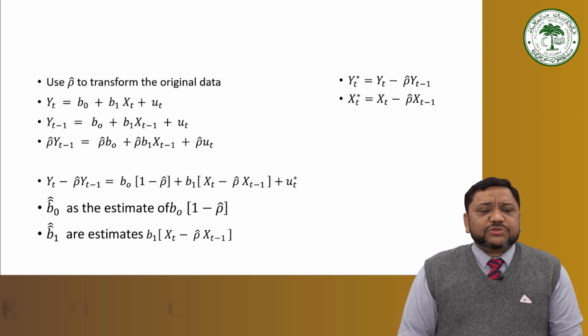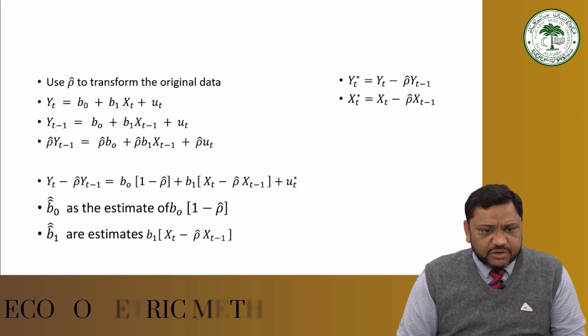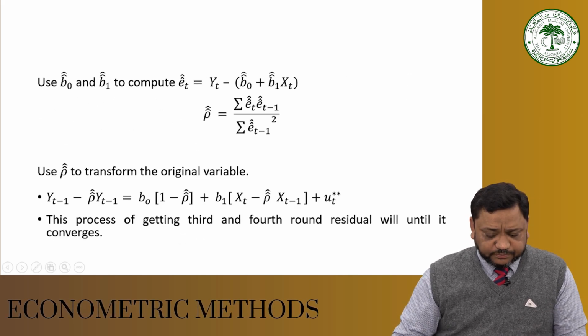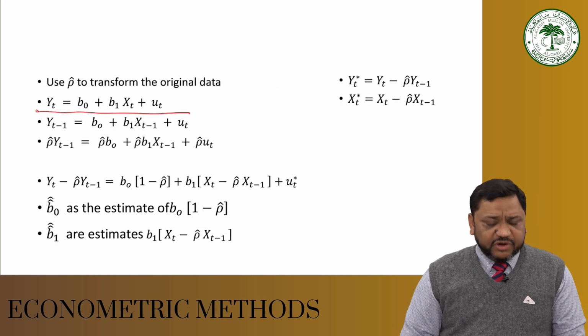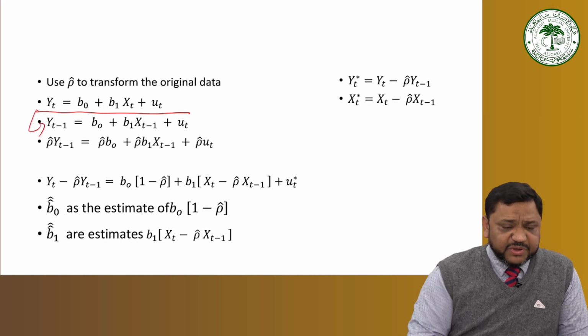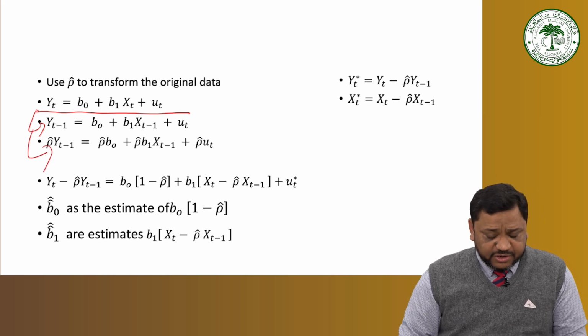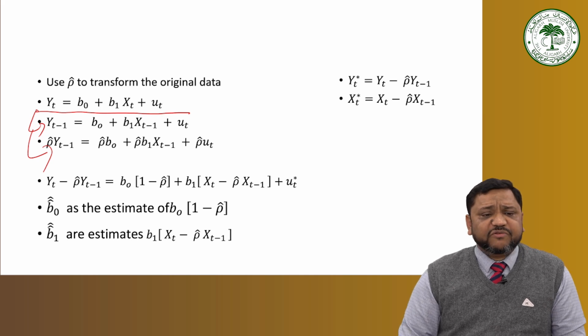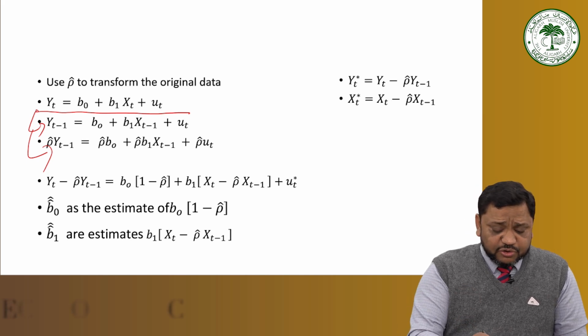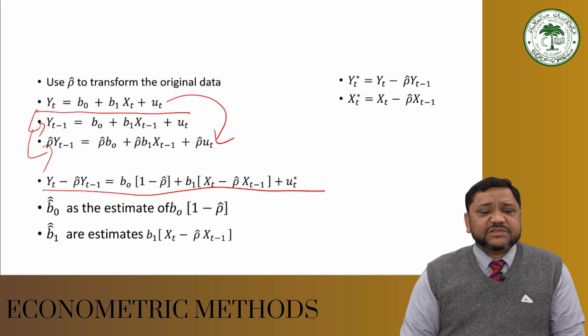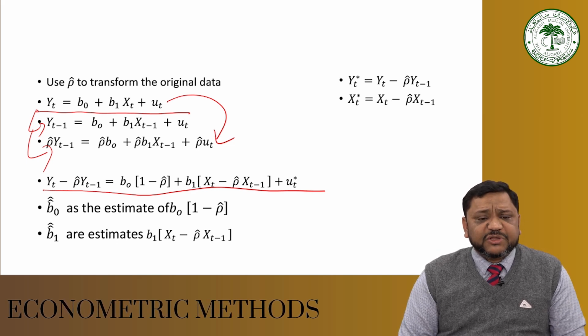Now you use that rho hat which you have got in this equation. This was your original equation, y_t is equal to b naught plus beta 1 x_t plus u_t. Then you take a one-period lag, y_t minus 1 is equal to beta naught plus beta 1 x_t minus 1 plus u_t minus 1. Then you multiply it by rho, so it becomes rho hat y_t minus 1 is equal to rho hat beta naught plus rho hat beta 1 x_t minus 1 plus rho u_t minus 1. Then this equation minus this equation. Upon doing that, it can be written as beta naught times bracket 1 minus rho hat, plus beta 1 bracket x_t minus rho hat x_t minus 1 bracket close, plus u_t asterisk.